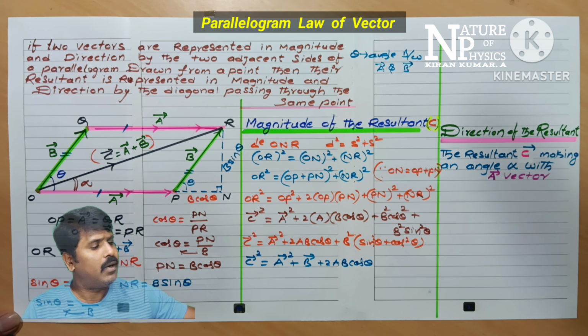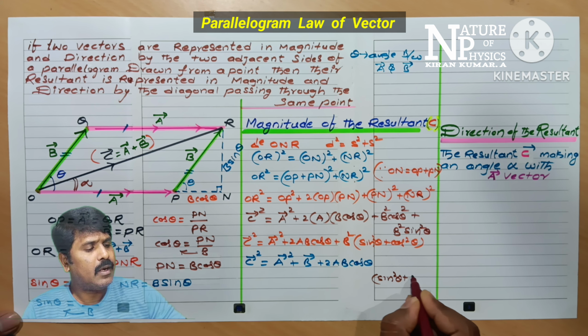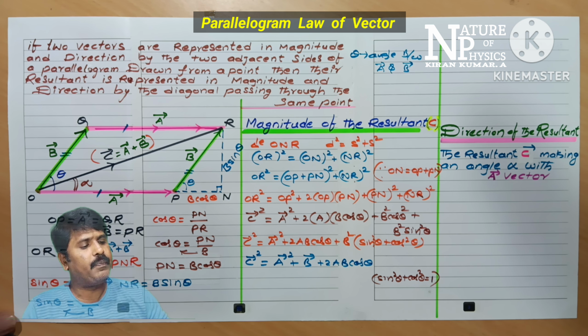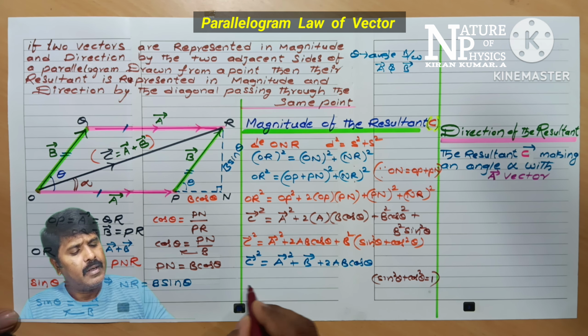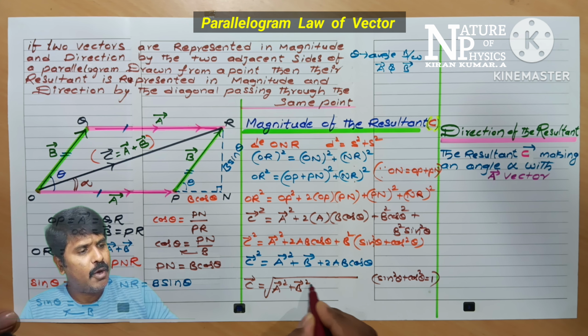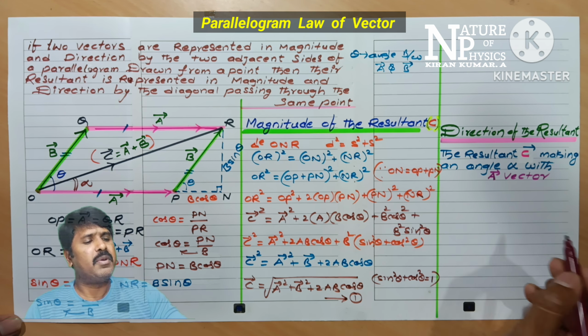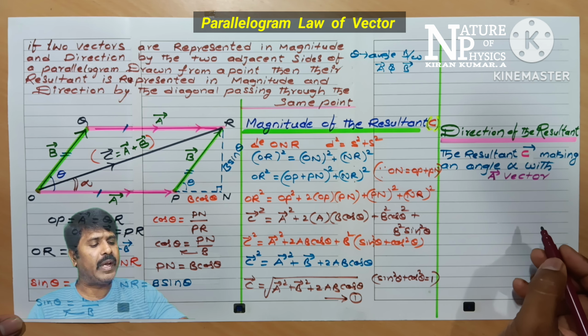Here I can write sin square theta plus cos square theta, which is equal to 1. Okay student, and C is equal to the root of A bar square plus B bar square plus 2AB cos theta. This is equation number 1, which represents the magnitude of the resultant vector.